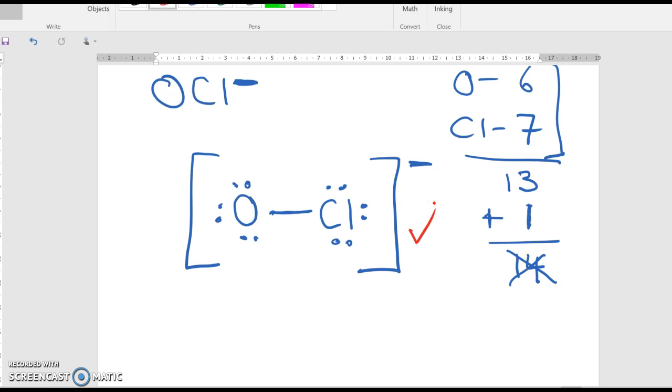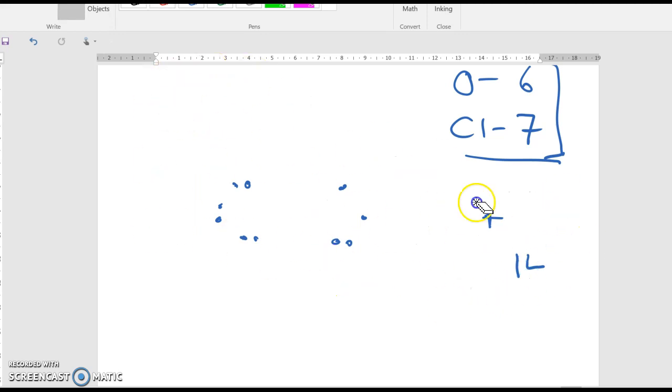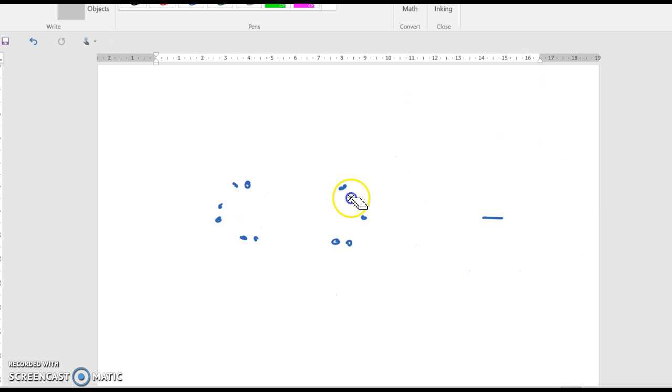for the hypochlorite ion. And places where people go wrong is that they forget to put the square brackets around the ion and to show that there's a negative charge. They also perhaps forget to add the extra electron, or they may incorrectly take an electron away. Those are some of the common issues. If I just quickly do another one of those ions there, and then you can do the others.